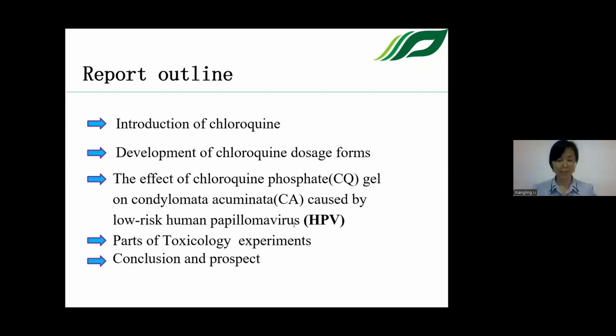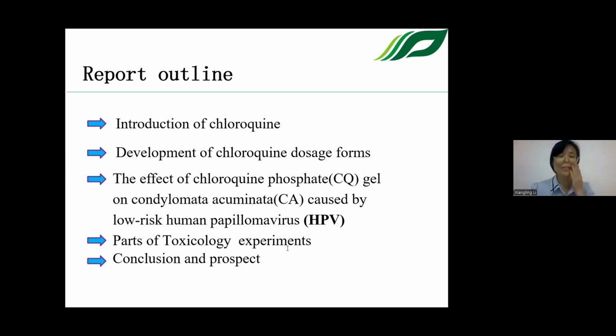First, I will introduce chloroquine. Second, I will explain the development process of the chloroquine phosphate dosage form. The next one is about the effect of CQ gel on CA models that are caused by low-risk HPV. And the fourth one is some toxicology experiments of CQ gel that we tried. The final section is the conclusion of the presentation and the prospects for CQ gel.